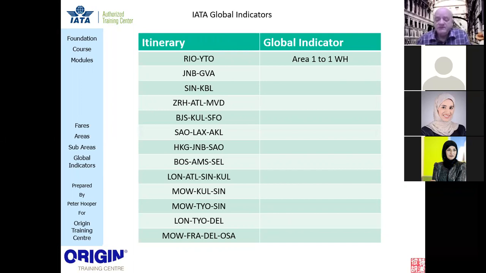JNB. Where's JNB? Johannesburg, South Africa. So that will be area 2. GVA, Geneva, Switzerland. Area 2. So area 2 and 2. EH. You got it. Kabul. Singapore, area 3. Kabul, area 3. EH. Another EH. You're doing really well here, aren't you?